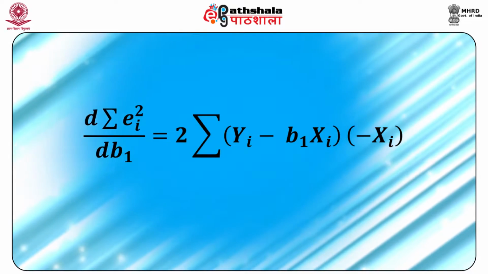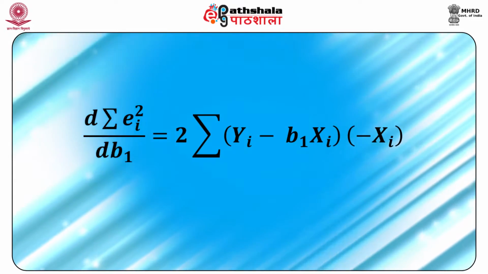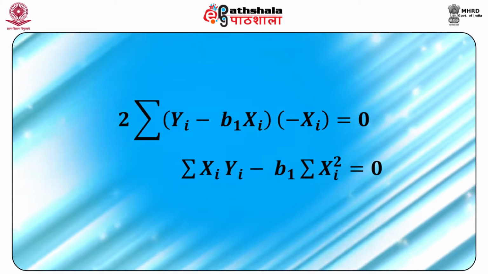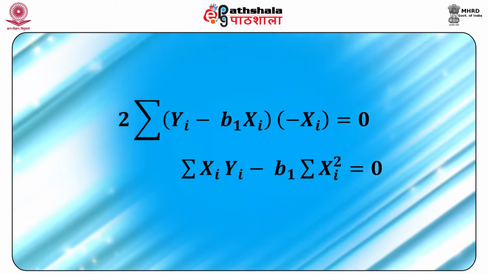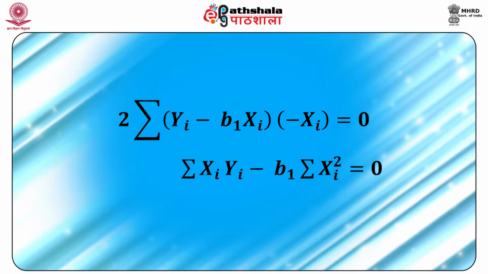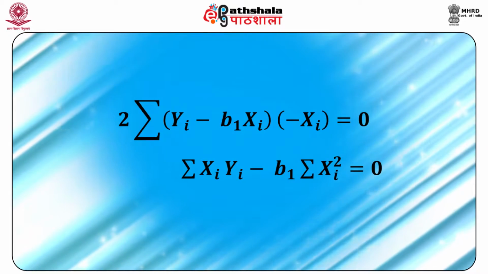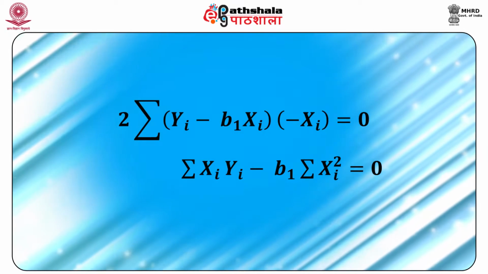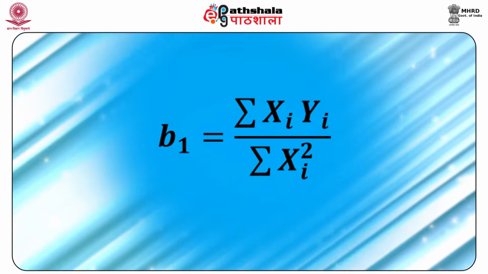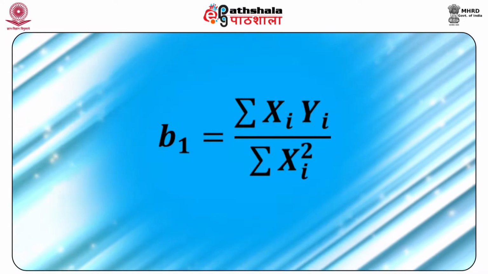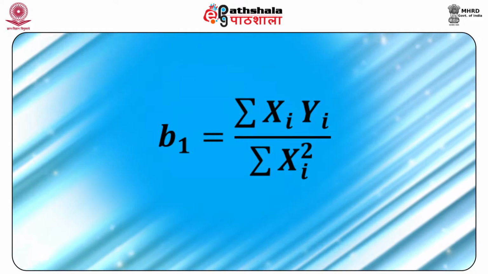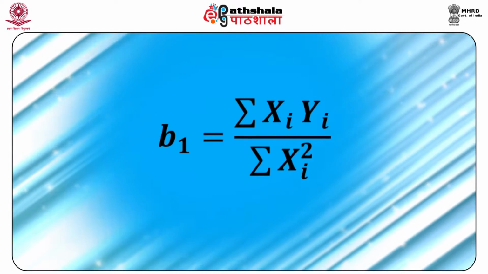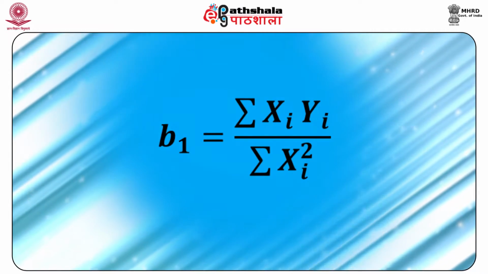Differentiating with respect to b1, we have the derivative of sigma ei square with respect to b1 equal to twice sigma (Yi minus b1 Xi) into minus Xi. Now equating the above equation to 0, we get twice sigma (Yi minus b1 Xi) into minus Xi equal to 0, or we get sigma Xi Yi minus b1 into sigma Xi square is equal to 0, leading us to b1 equal to sigma Xi Yi upon sigma Xi square. Now this is our estimate of the beta 1 coefficient in the linear regression model through the origin.